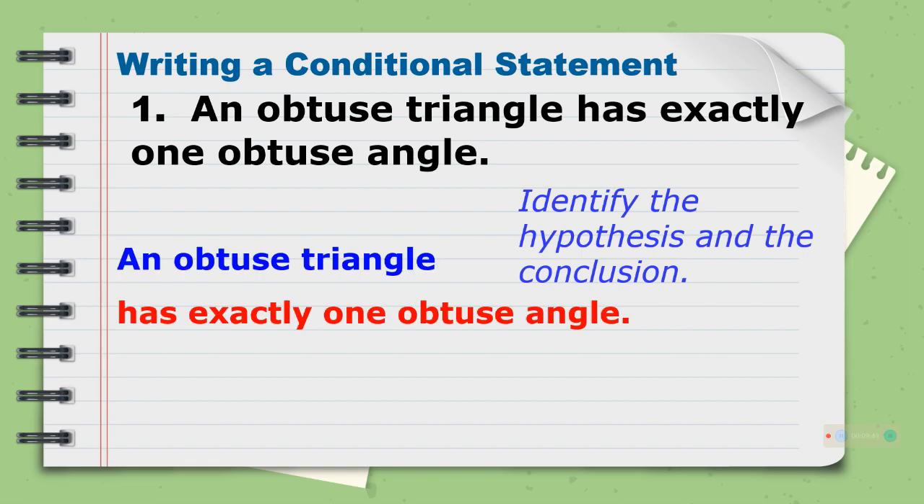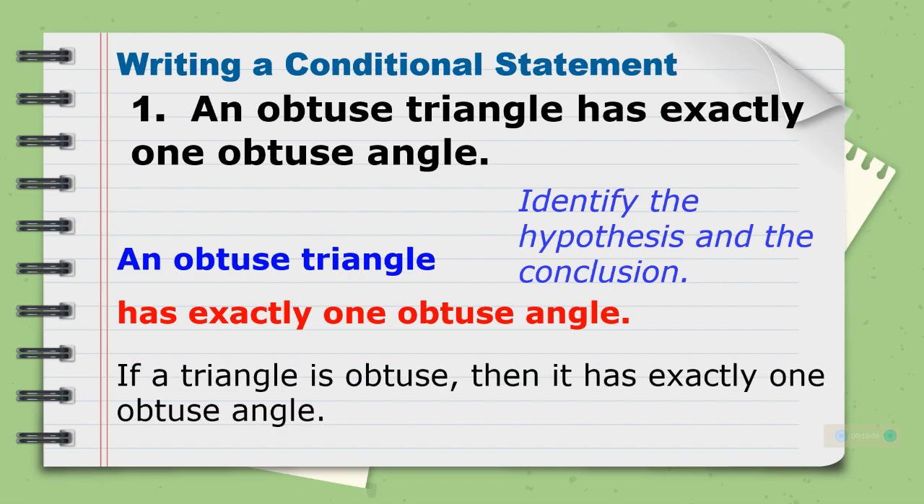Okay, take note that an obtuse triangle has exactly one obtuse angle. The blue ink here is our hypothesis, and our conclusion is the phrase in red ink. So if we are going to write this as a conditional statement, we will have: if a triangle is obtuse, then it has exactly one obtuse angle. Okay? Any question?